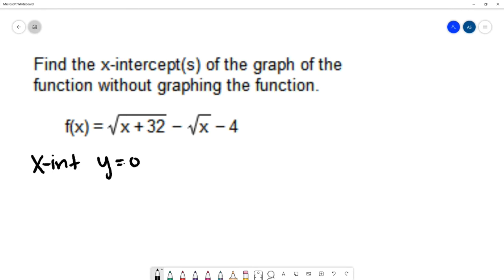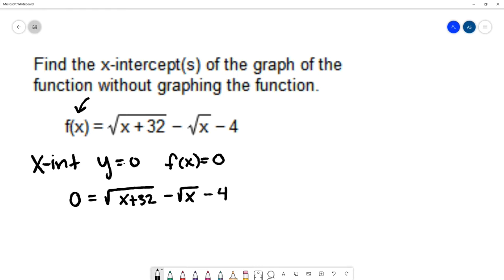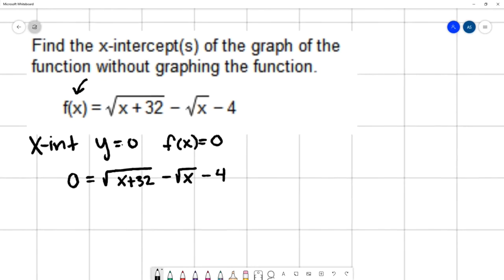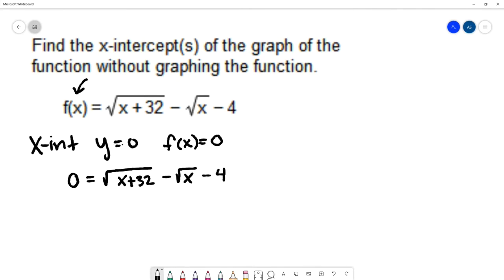I don't see a y in this equation, so what we have to remember is that f of x is the same thing as y. So we're going to let f of x equal 0. This gives us the equation 0 equals the square root of x plus 32 minus the square root of x minus 4. So this equation is a radical equation, or a root equation.